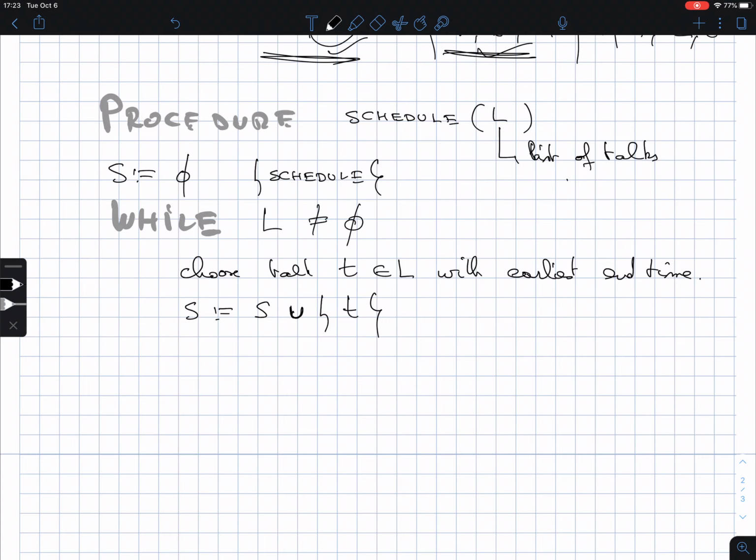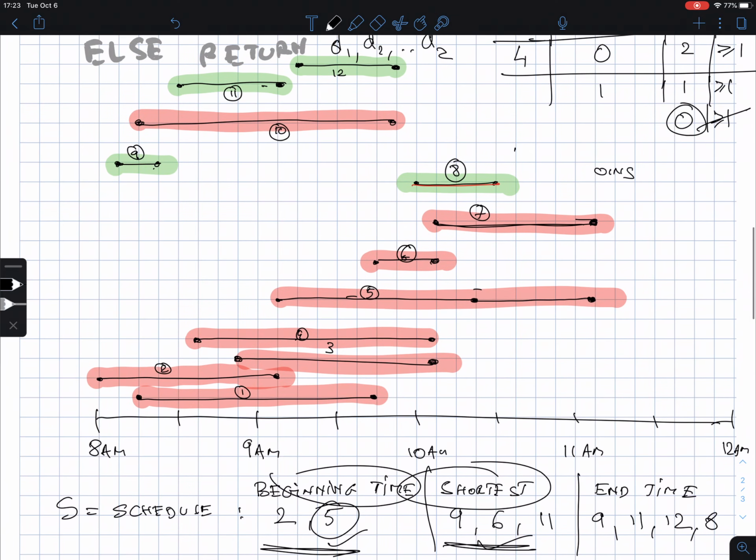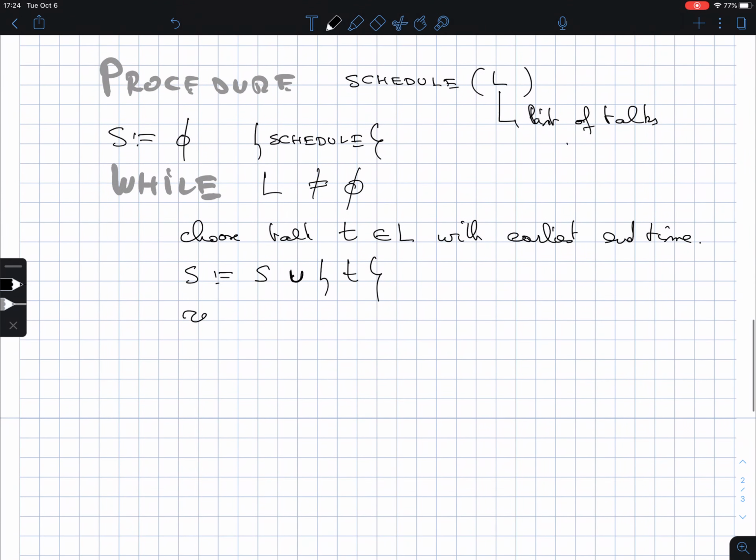What should I now also do? Well, I have to do the red strategy: remove all the talks that are incompatible with the one that I just chose. In particular, also remove it itself. Incompatible meaning there's an overlap. And the understanding is that the talk overlaps with itself, kind of. So remove from L all talks incompatible with talk T, including T, but let me not write that down.